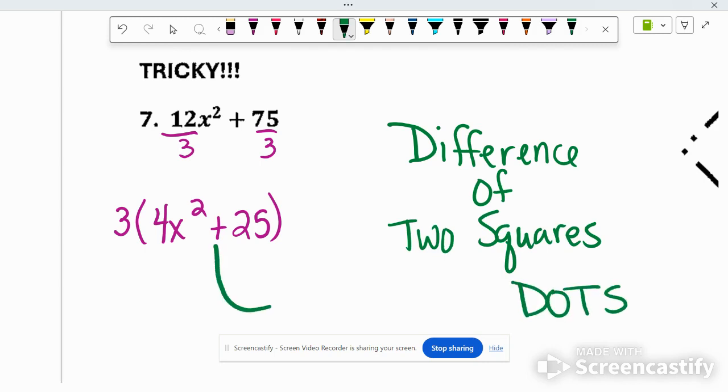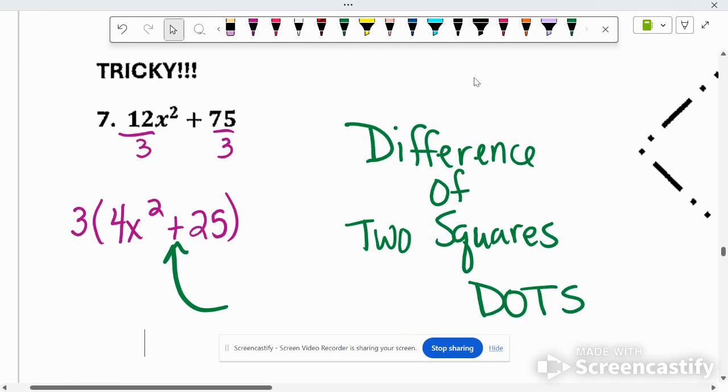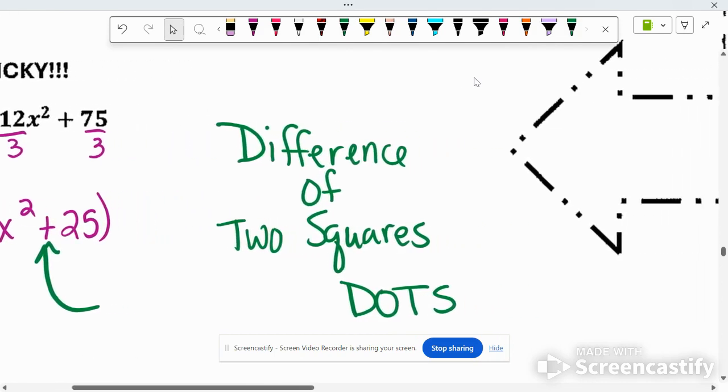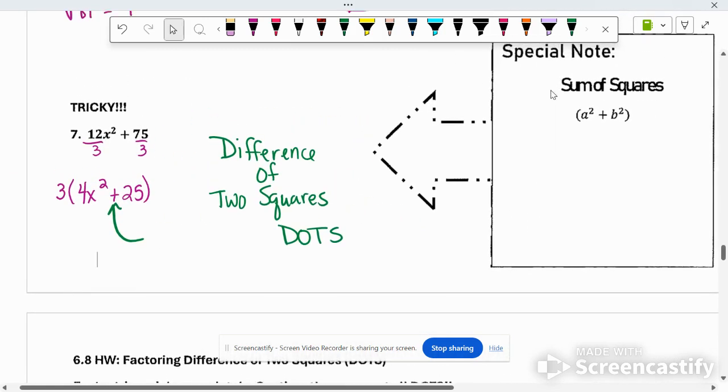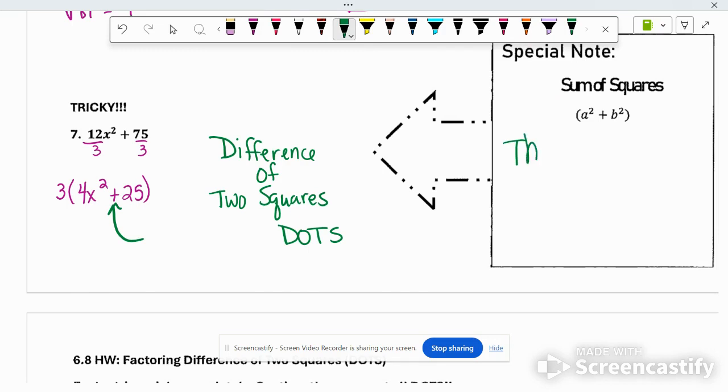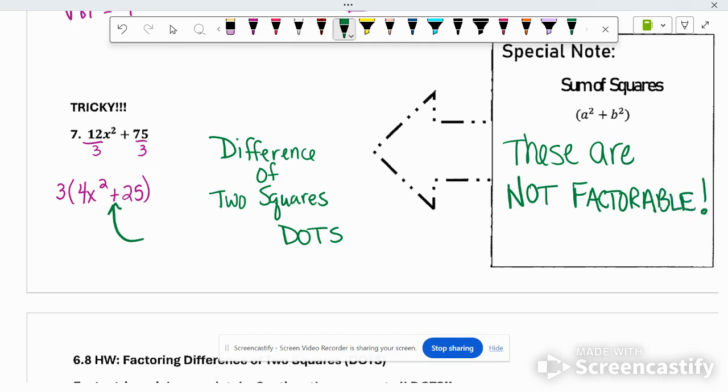So is this sign a difference sign? No, that is not a difference. That is a sum, right? Plus means sum. So I have a note here that says the sum of squares. These are not factorable. If you were to factor this, this is as factored as you can get it. You can only take out a GCF.